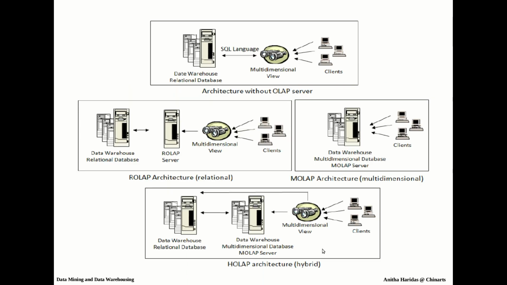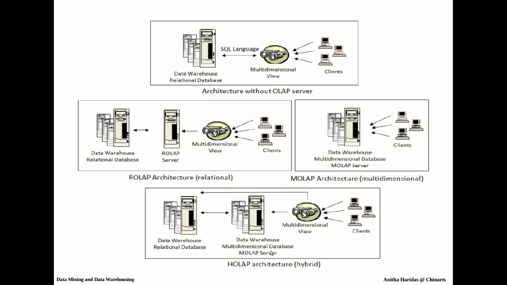Now, this is the difference. Please look at this diagram, and these are the differences between ROLAP, MOLAP and hybrid. In ROLAP, the data warehouse relational database will be available, from where the data will be retrieved by the ROLAP server, and it will be presented as a multi-dimensional view. Whereas in the MOLAP architecture, the data warehouse server will have the data as multi-dimensional data itself. So the client will be accessing the multi-dimensional data directly.